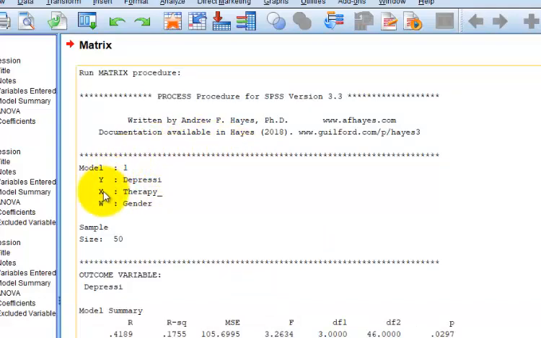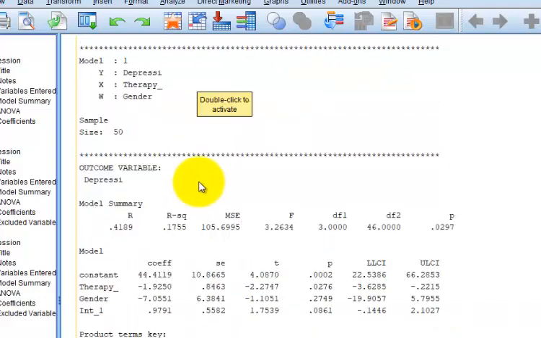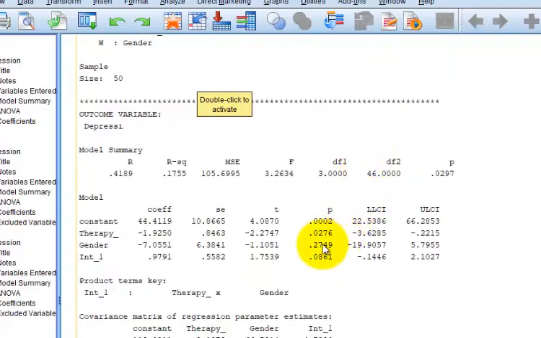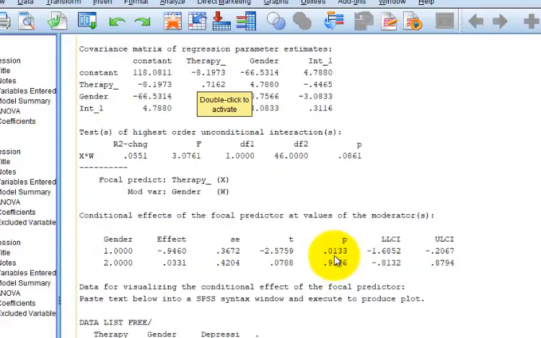So DV, depression, IV, number of therapy sessions, and possible moderator is gender. And so I always look down here. It says a couple of things here, but this is the interaction effect, and it says it's not significant. Got it? So it's not a significant moderator between the two, yet when I get down here to gender, it gives me the same answer that I knew before. So this is women, and it is significant for women. The relationship between therapy sessions and depression for women is significant, but not for men.